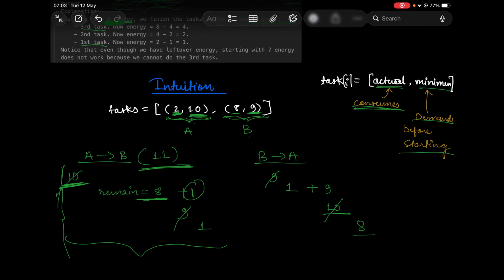So at the end we are left with this 8 energy, but on the way we started with 9 and took this additional 9, so altogether 18 units of energy were required when we went from B to A. But when we went from A to B, it required only 11. So we can see that ordering definitely matters, because when we took this order it took 11, and if we took this order it took 18. So this is the minimum for this question.